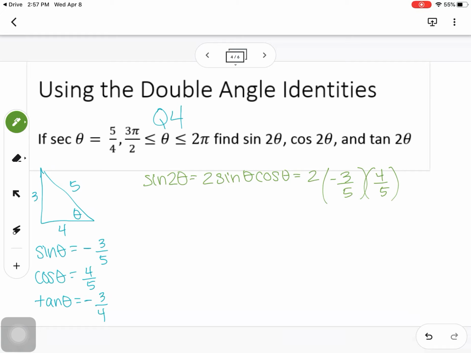Do remember this 2 is technically over a 1, and that will allow you then to multiply straight across. So when we do this, 2 times 3 is negative 6, times positive 4 is negative 24. And then 1 times 5 gives me 25. So this would be the sine of whatever angle is twice as big as that one. So we don't necessarily know either angle measure, but we can calculate the sine of it.